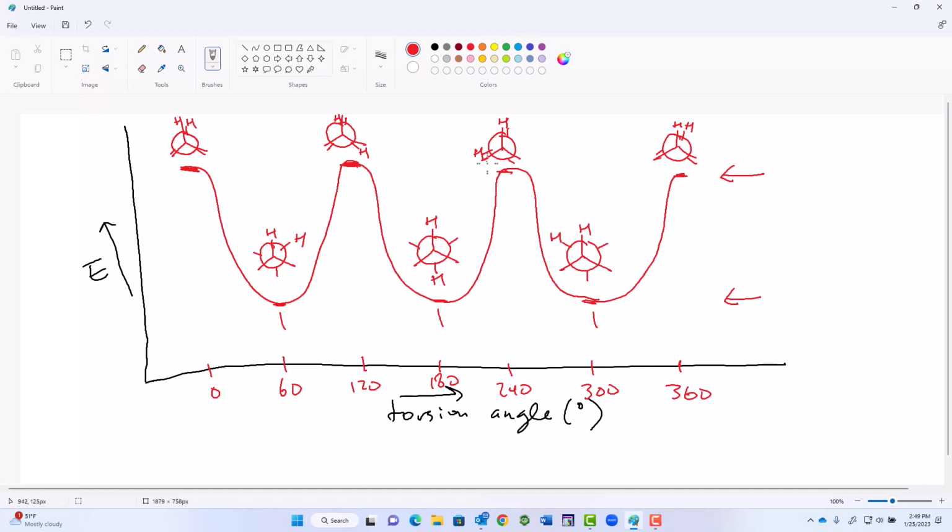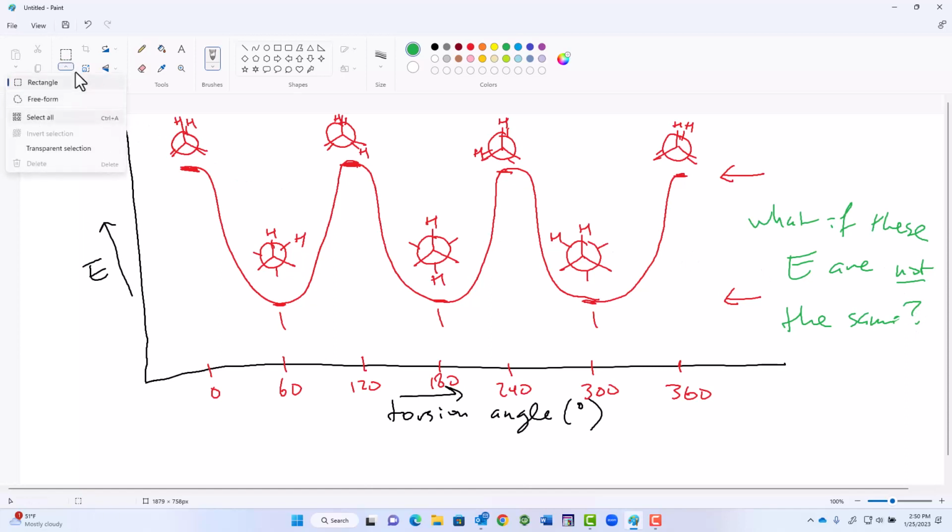So this is when they're all the same. But what happens if these energies are not the same? And for that, we need to examine a more complex molecule, which we will do next.